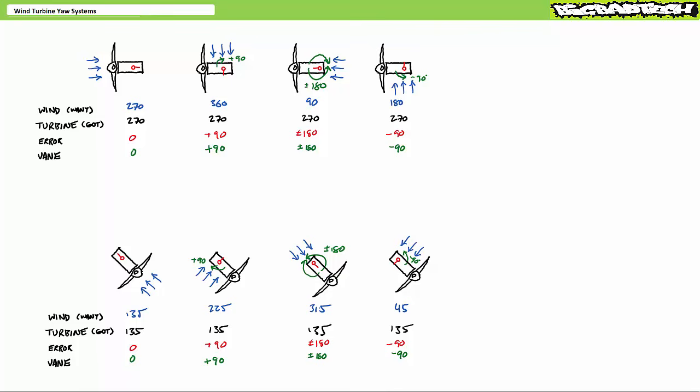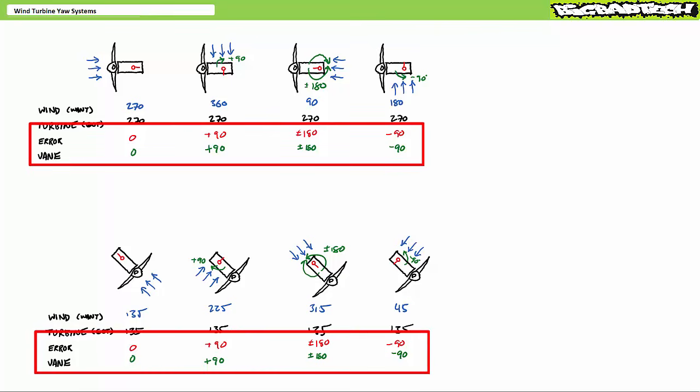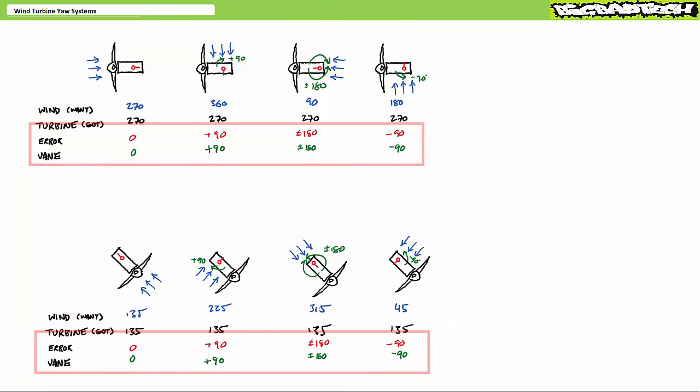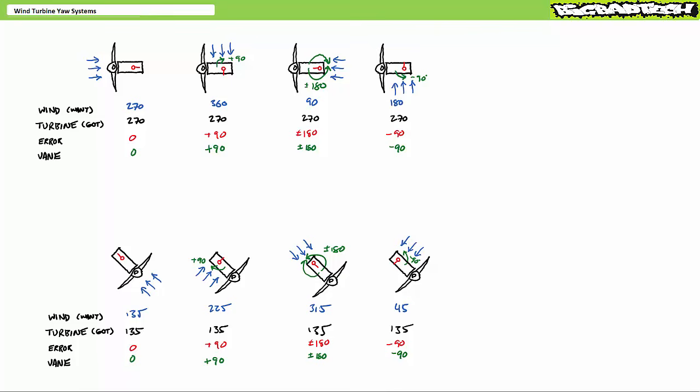You note in all of these scenarios, regardless of turbine orientation or wind direction, the wind vane directly generates the error necessary for closed-loop control. I say again, the wind vane directly generates error. Do we need to know the turbine's orientation? Not really. Do we need to know the wind's direction? Not really. The wind vane directly generates the difference between them.